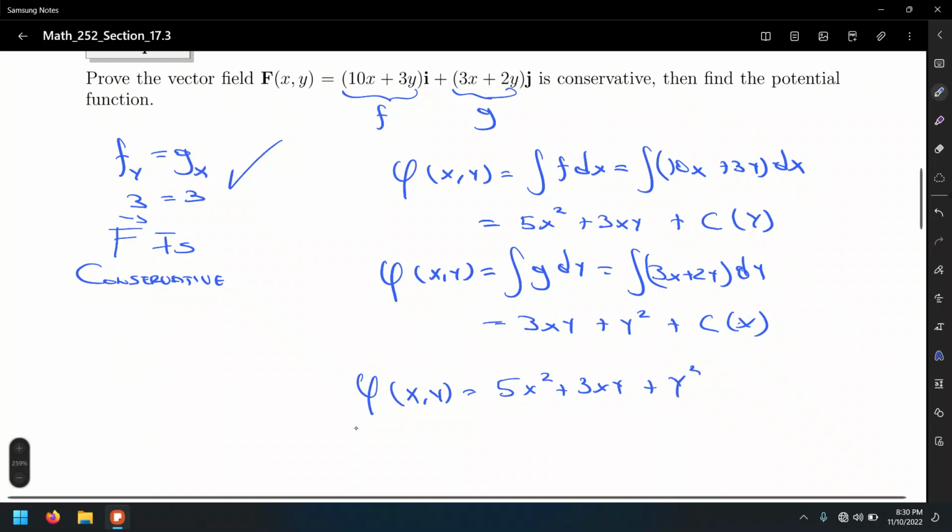So in other words, all we write for the potential function is whatever you see different. But for example, notice that 3xy appears twice here. Do not combine them. Do not add them. Just bring one instance of them. All right?